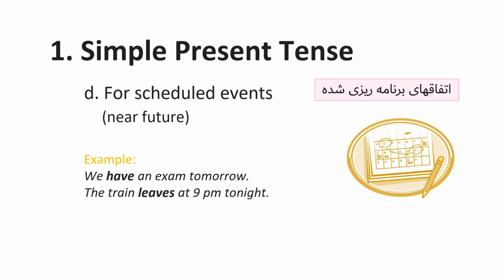We use simple present also for scheduled events which are gonna happen in the near future. For example, we have an exam tomorrow. Well, tomorrow is future, but it's the near future. So we use simple present for that because it is a schedule, it's a planned event. Or the train leaves at 9 p.m. tonight. When we have something in the timetable, like the time a train leaves, that's a scheduled event, and we use simple present tense for that.